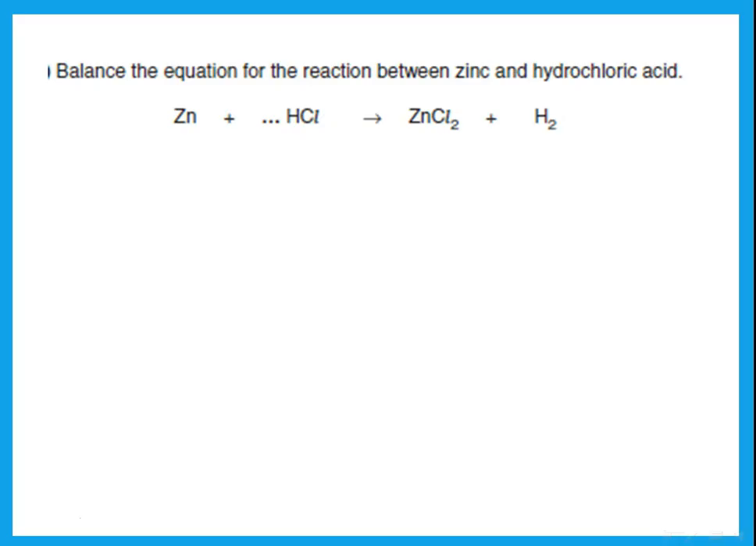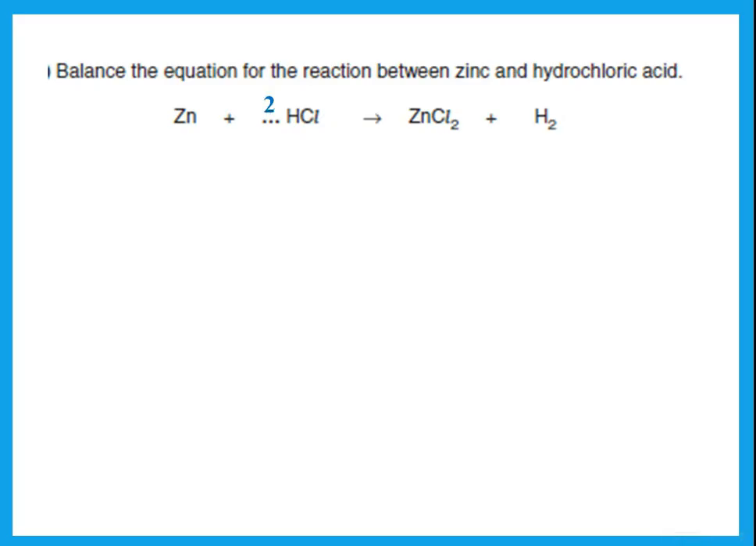Let's count hydrogens. How many hydrogens do I have before the arrow? I have only 1. How many hydrogens do I have after the arrow? After the arrow, I have an H2. That means I have 2 atoms. On one side, I have 2 atoms. On the other side, I have only 1. I have to increase the one that is less. So which one has less number of atoms? The side before the arrow. So I need to increase the hydrogens on the side before the arrow. Now, in order to increase anything, I put a number before it, which we call a coefficient.